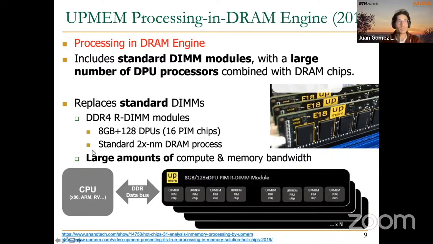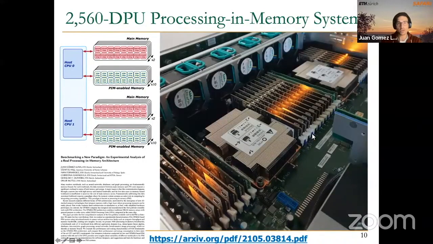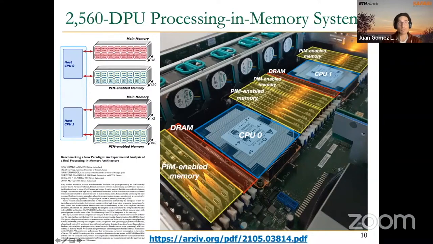Here you have a picture of the UPMEM DIMMs with the different PIM-enabled chips, or PIM chips. And here you have another picture of a large system with more than 2,500 DPUs, or these small cores that I'm mentioning inside the DRAM chips. In this picture, you can identify 2 CPUs. It's a dual socket system that has conventional DRAM memory that is still being used as the main memory of the system, as you see in this scheme here, and also other DIMMs, the UPMEM DIMMs that represent this PIM-enabled memory.